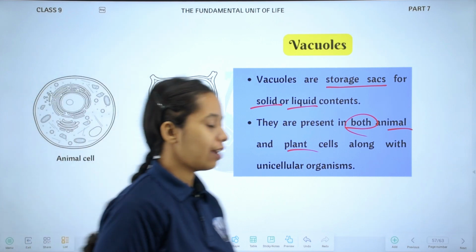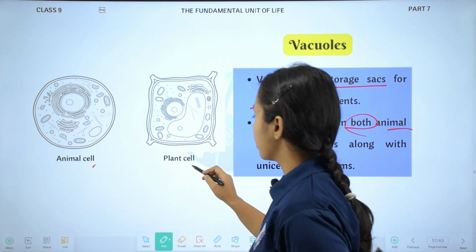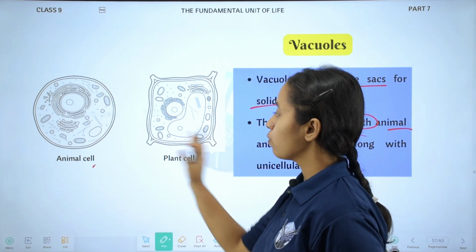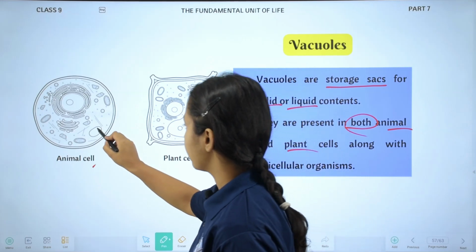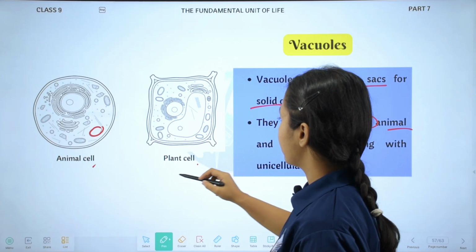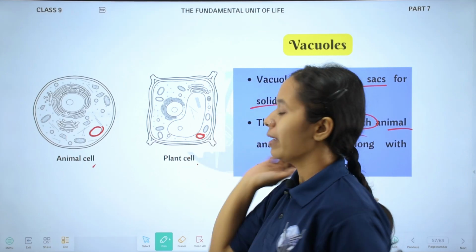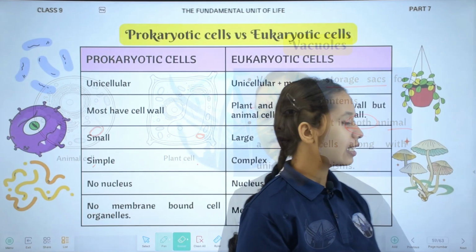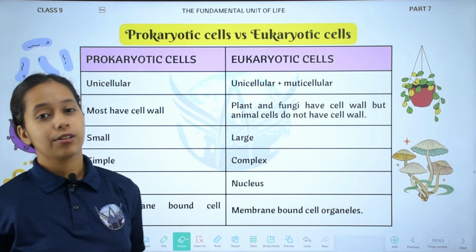See, here we have a plant cell and an animal cell. This is our animal cell and this is our plant cell. In both of these we will be able to find vacuoles. Here we can see that this is one vacuole over here, and in the plant cell as well we will be able to see small vacuoles as well as a big central vacuole. Okay, let us first understand what are prokaryotic cells, what are eukaryotic cells.